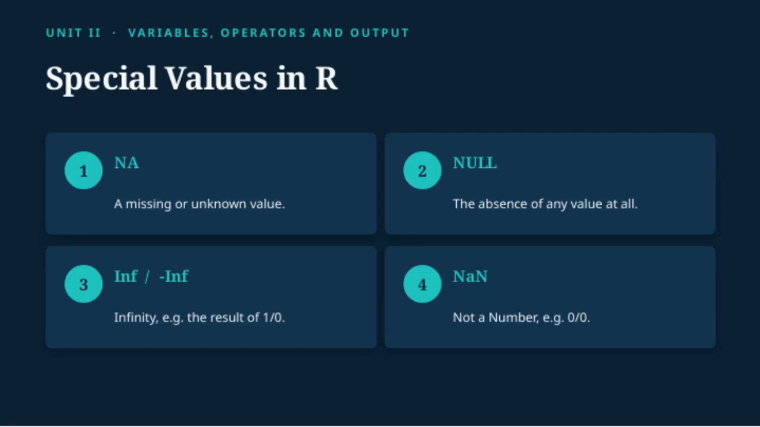In R, we encounter several special values that represent unique situations. NaN stands for not a number, like when you try dividing 0 by 0. Inf, infinity, shows up when something grows beyond bounds, say, 1 divided by 0. NULL means there's no value at all, a complete absence. And NA marks a missing or unknown value, something we don't have data for yet. These special values help us handle exceptions and incomplete data in our calculations.